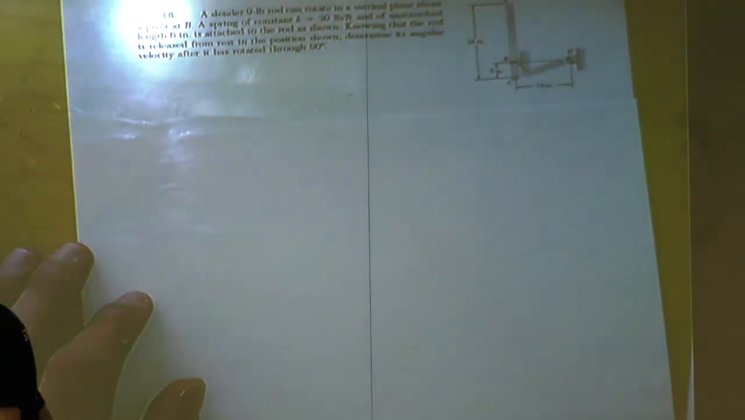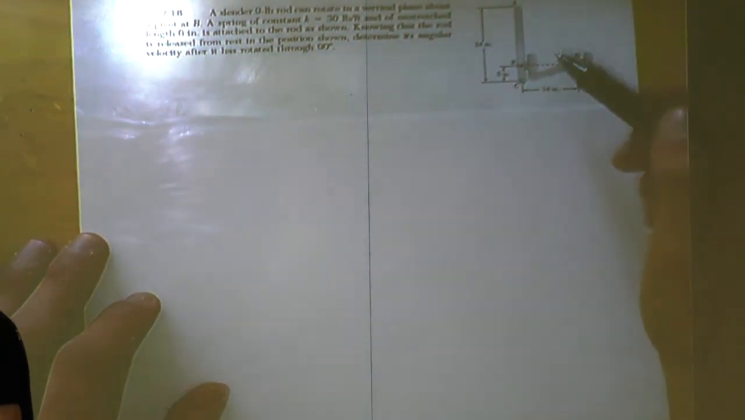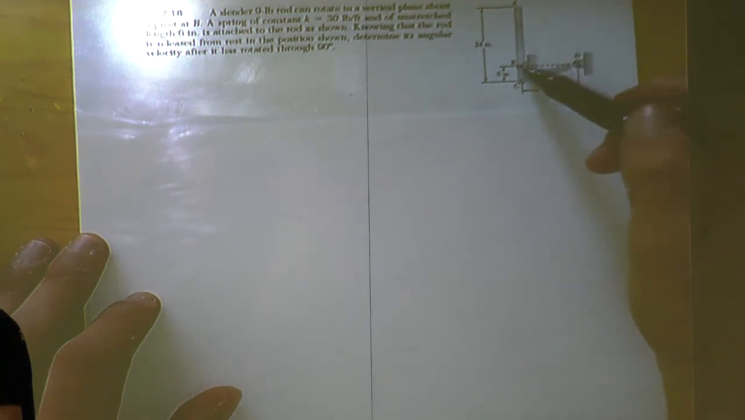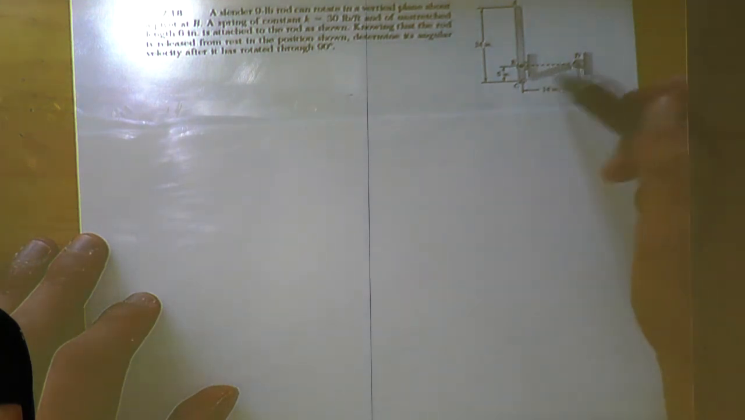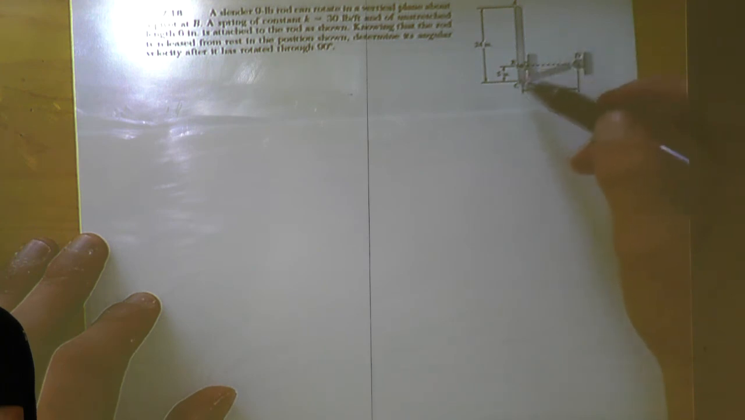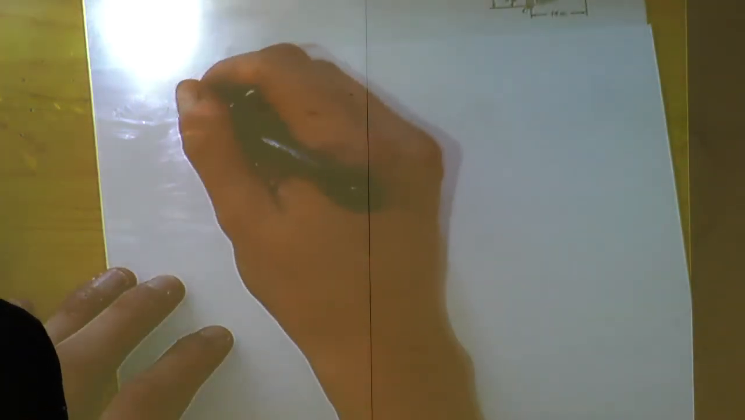So we have a slender 9-pound rod that can rotate in a vertical plane about a pivot point B. A spring of constant k equals 30 pounds per foot, and of unstretched length 6 inches, is attached to the rod as shown. Knowing that the rod is released from rest in the position shown, determine its angular velocity after it is rotated through 90 degrees.